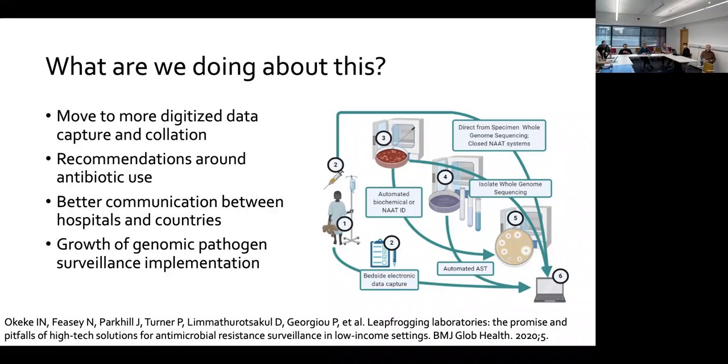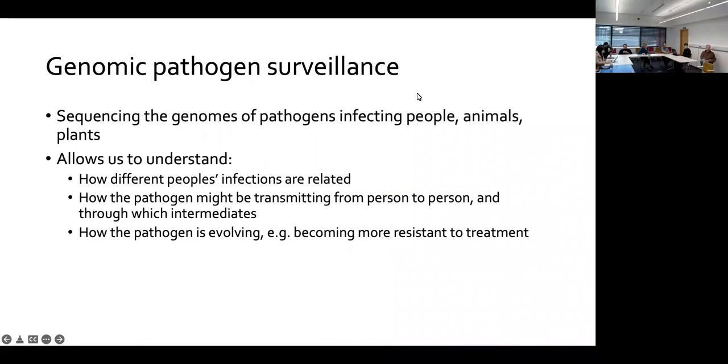And importantly, from my perspective, there's been a big growth in the use of genomics and genomic pathogen surveillance around the world to get a better understanding of what's going on with infectious diseases. So genomic pathogen surveillance essentially involves sequencing the genomes or the DNA of infectious diseases that might be infecting people, animals, or plants. By sequencing the DNA of these microbes, it helps us to understand how infections that are affecting different people might be related to each other, how the pathogen might be transmitting or spreading from person to person, whether there are intermediates like animals or the environment that we should be taking into account, and also how the pathogen is evolving and changing over time.